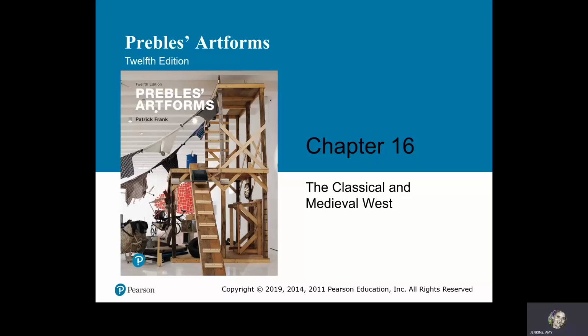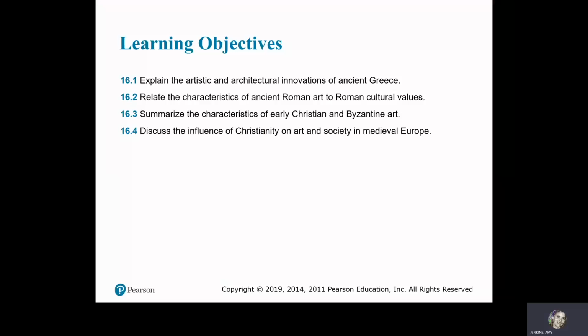Chapter 16, The Classical and Medieval West. Learning objectives. Explain the artistic and architectural innovations of ancient Greece. Relate the characteristics of ancient Roman art to Roman cultural values. Summarize the characteristics of early Christian and Byzantine art. Discuss the influence of Christianity on art and society in medieval Europe.